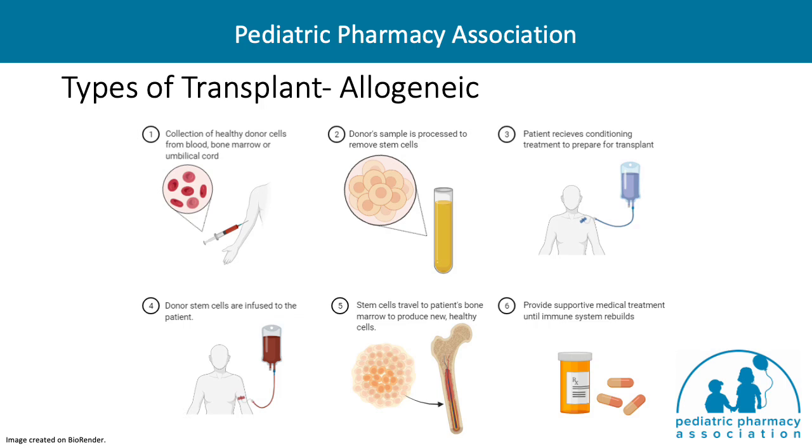For allogeneic transplant, healthy donor cells are collected from the donor, and the donor's collected sample is processed to remove the stem cells. Meanwhile, the patient receives conditioning treatment to prepare for their transplant. Following conditioning, donor stem cells are infused into the patient. The stem cells will travel to the patient's marrow to produce new, healthy cells.